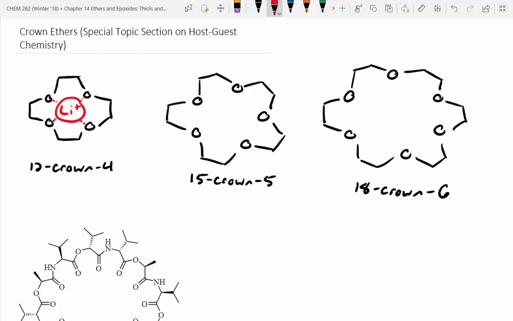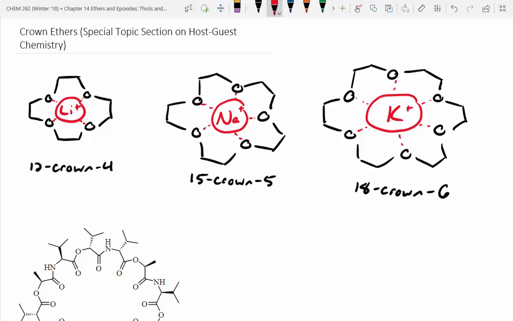Sodium, on the other hand, if we look at the periodic table, is a little bit bigger. Sodium doesn't fit in that pocket really well. Where do you think sodium would fit in well? 15 crown 5. So sodium in this case just sits in this pocket, coordinates with all these oxygens. This lasso is a little bit too big for lithium and a little bit too small for potassium, but we know potassium can likely fit in the next biggest one.